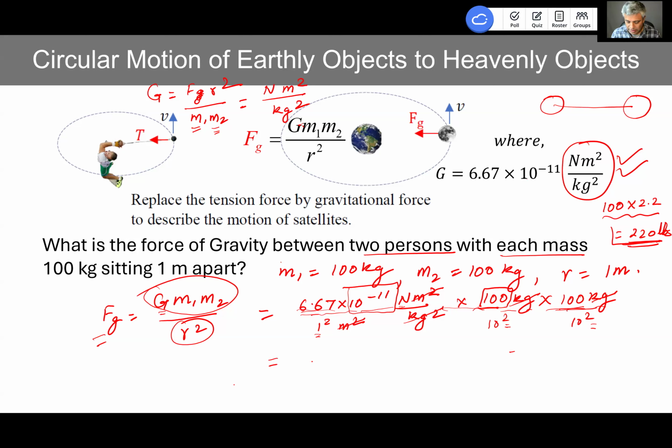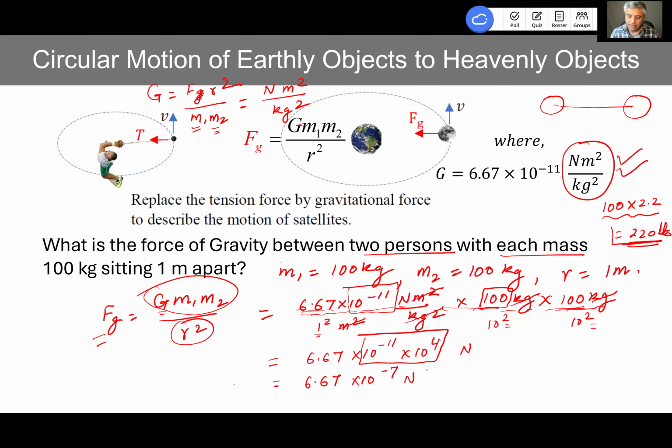So let me write 6.67 times 10 to the power negative 11. I'm just copying them. And I have 10 to the power 4 coming from the product of two masses. And unit is, of course, Newton. So now, again, they have same base. One has positive exponent 4, another one has negative exponent. So when we add negative 11 and positive 4 together, we get -7, right? 7 plus 4 is 11. So it's going to be 6.67 times 10 to the power -7.